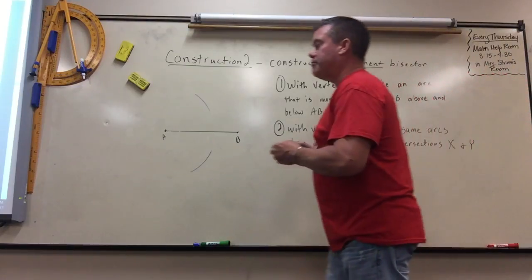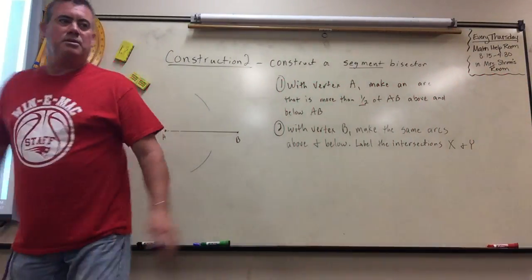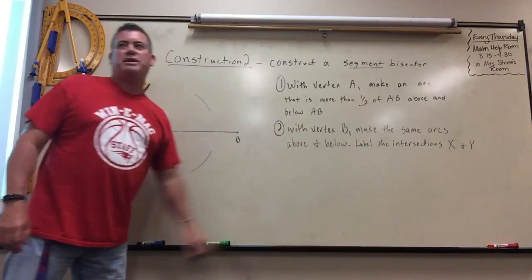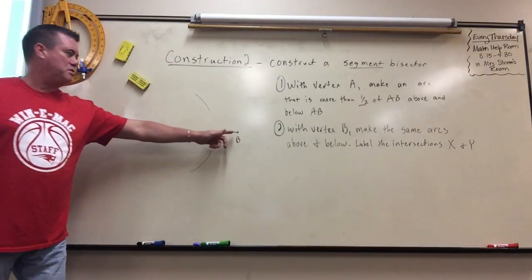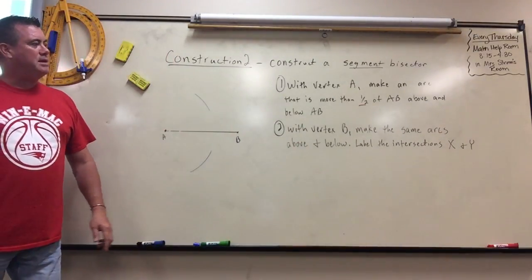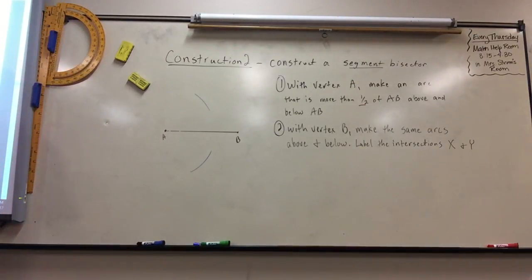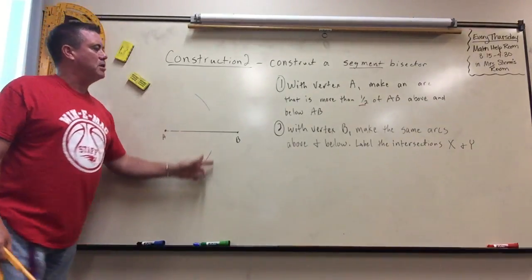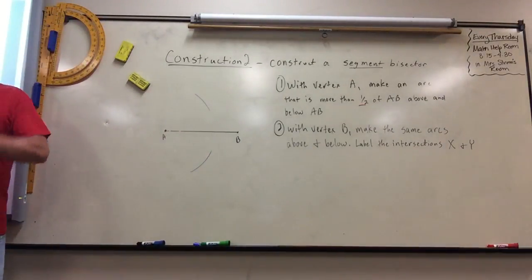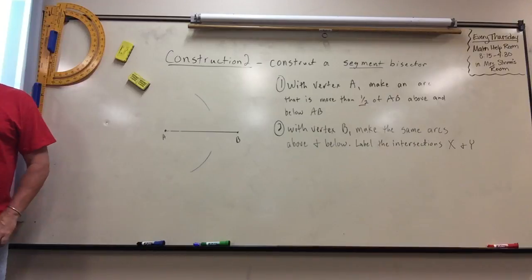Okay, so after you make those arcs, step 2 is with vertex B. That just means put the pointy part on B. Make the same arc, so that means don't change your compass from what you did at A. Make the same arcs above and below, and then label those intersections X and Y.